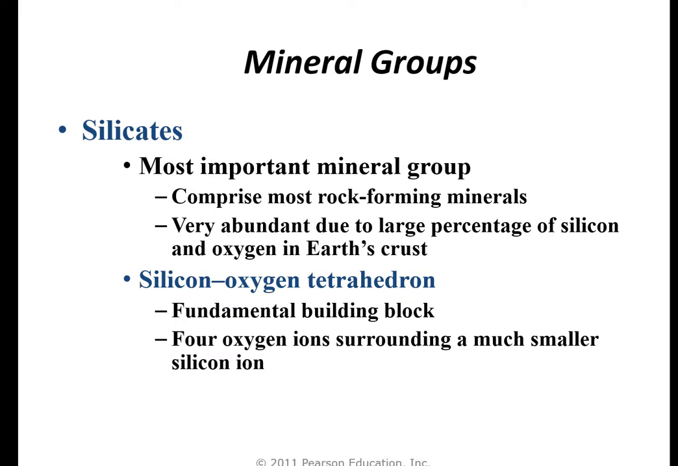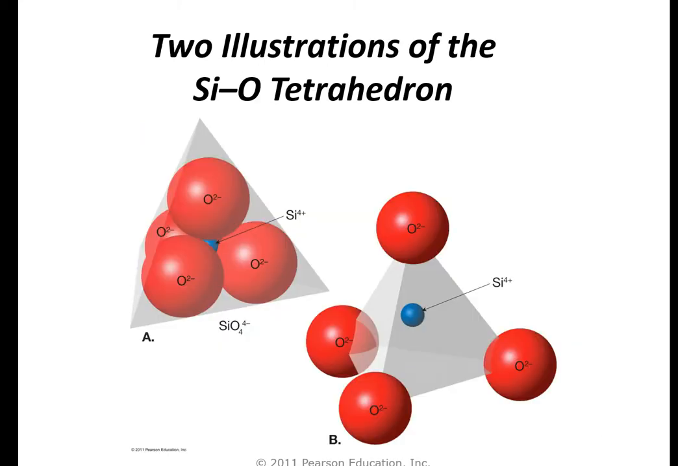Now we have certain groups of minerals. The silicates are the most important mineral group, and these are the most common rock-forming minerals. Silicates are very abundant due to the large percentage of silicon and oxygen in the Earth's crust, and the silicates form a silicon-oxygen tetrahedron structure, and we'll show you that here in just a second. Fundamental building block of rocks: 4 oxygen ions surrounded by a much smaller silicon ion. So let's take a look at that.